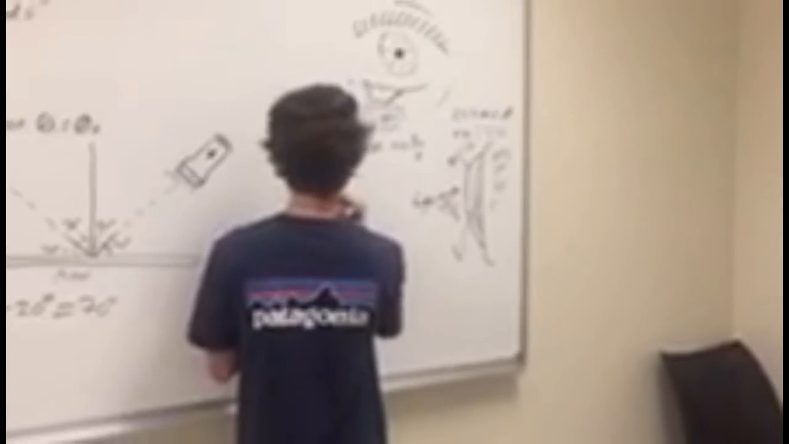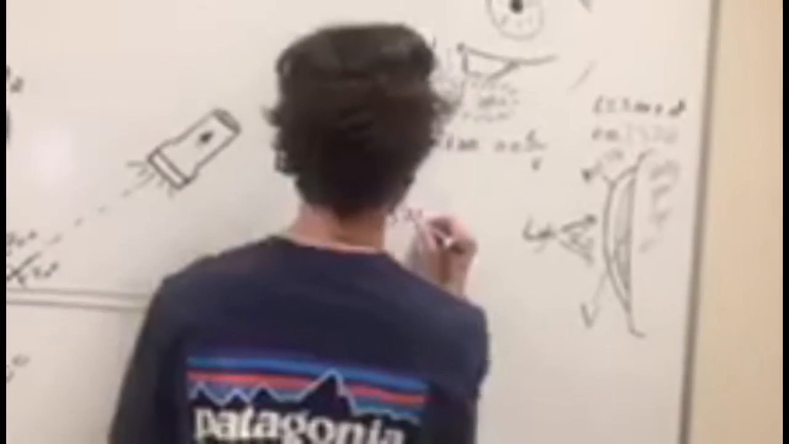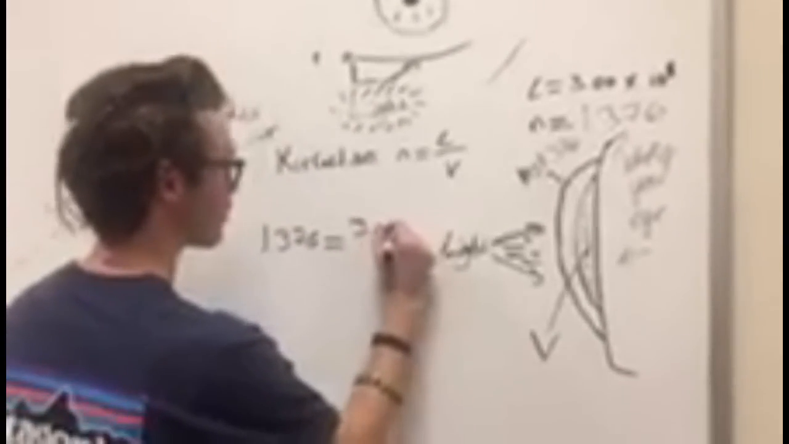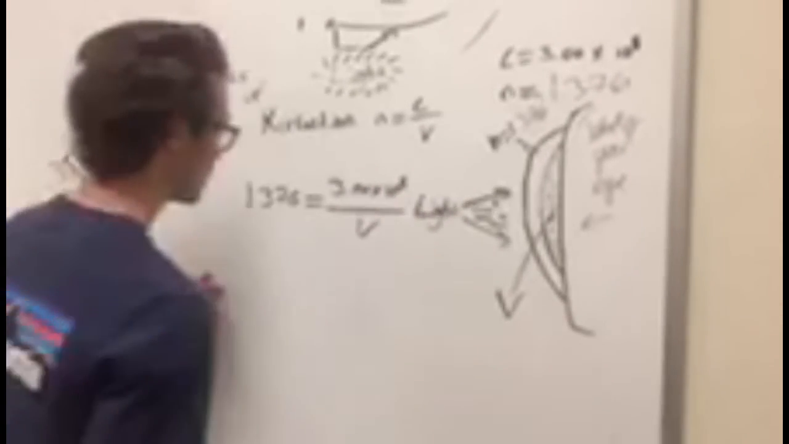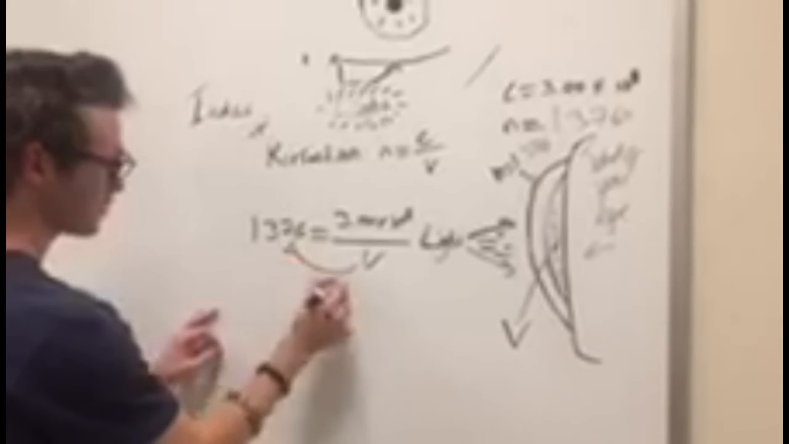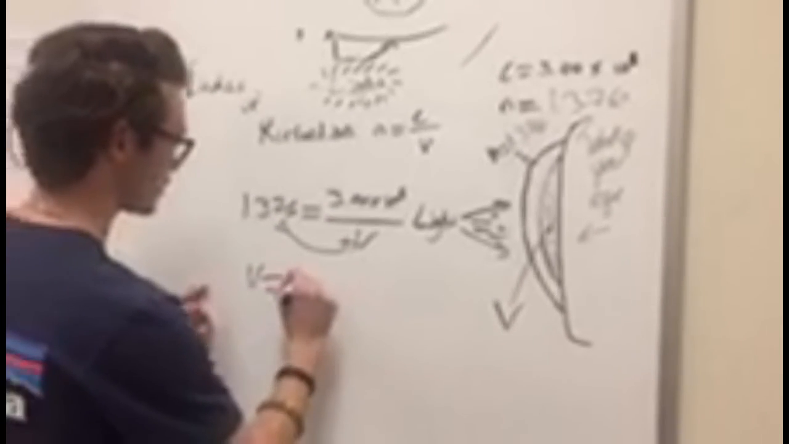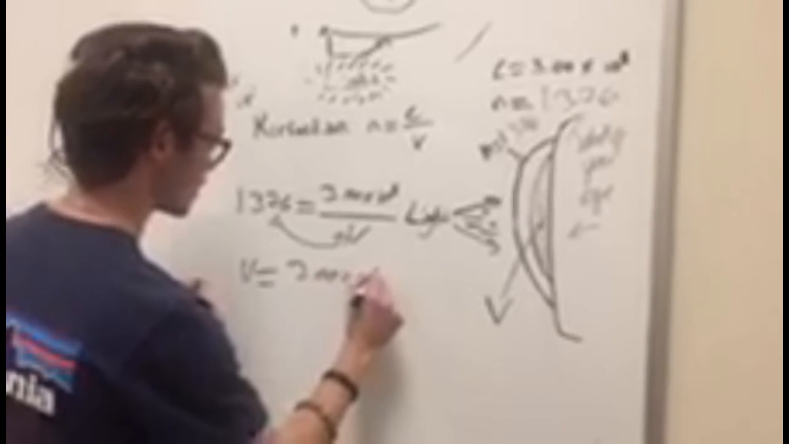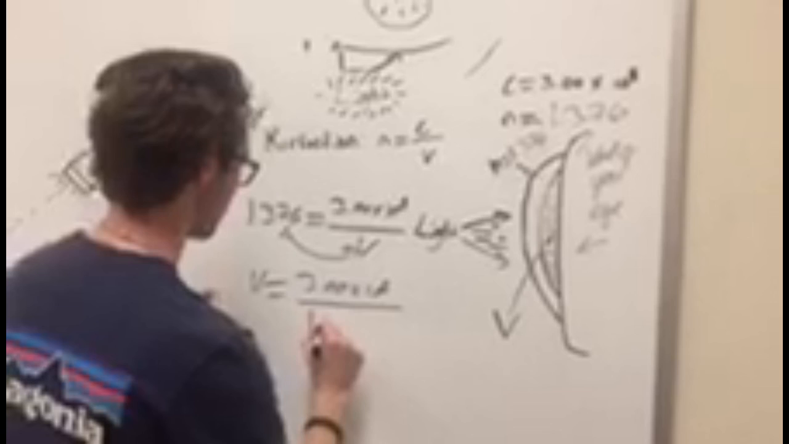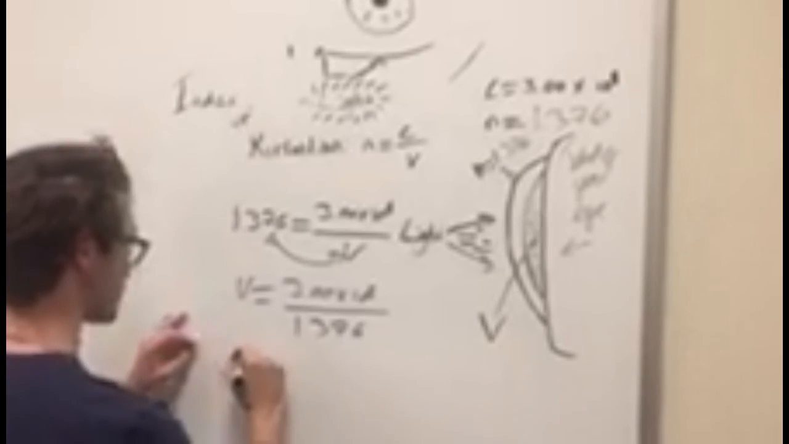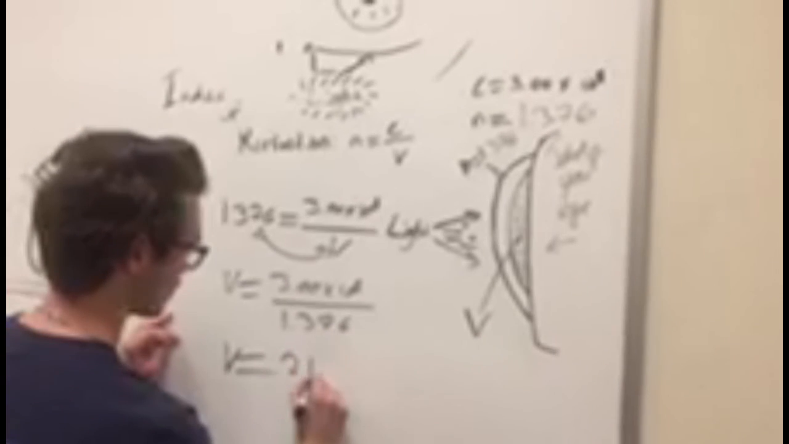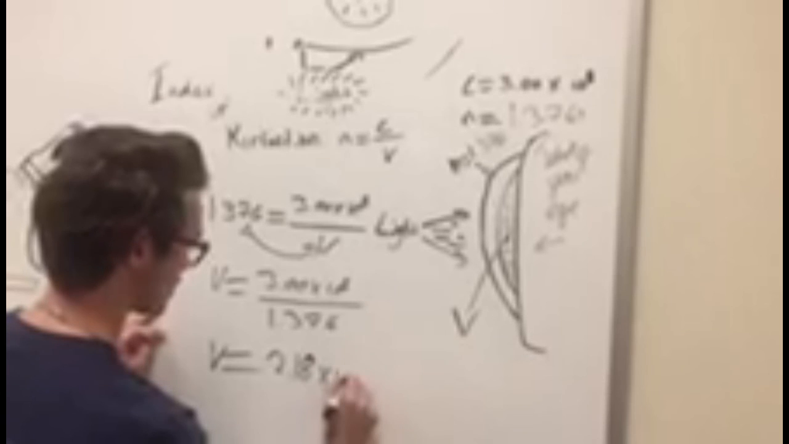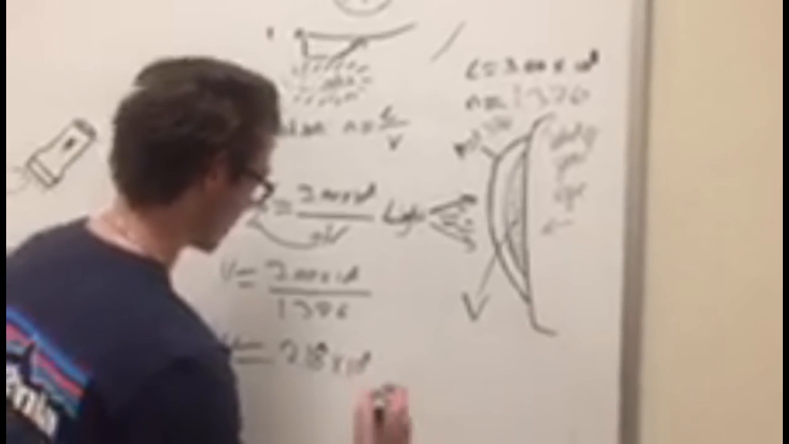So we know n is equal to 1.376, and that is the speed of light, 3.0 times 10 to the 8th, divided by v. Just some quick algebra, we switch these two around, and v is equal to 3 times 10 to the 8th over 1.376. We get the speed at which light travels through your eye, the cornea, when it first hits it, to be about 2.18 times 10 to the 8th, and that's meters per second. That's the law of refraction.